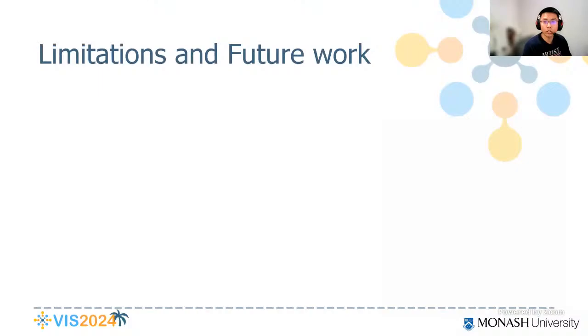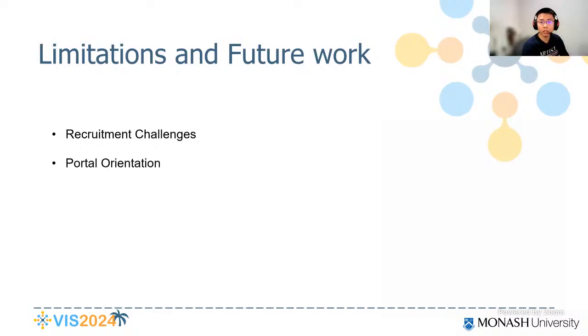There are several limitations in our current study, and the first one is recruitment challenges. To accurately record participants' arm movement, we require them to wear tight-fitting clothing, which might not be comfortable for everyone, and led to a gender bias towards male participants. In the current study, the portal's orientation is fixed, limiting users' viewing angle. In the future, we plan to develop an intuitive rotation control as well for better navigation.